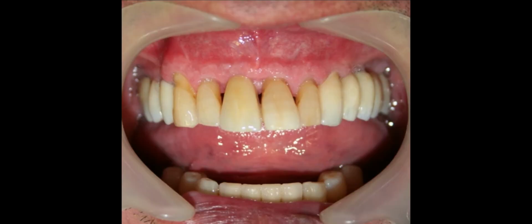So if we have a good look at his complete upper arch, you can see the gum contour is reasonably good. There's no gum issues, no gum infection on both sides, and they're doing very well. So very successful case considering the length of durations he's had them in for and his lack of continuing maintenance.